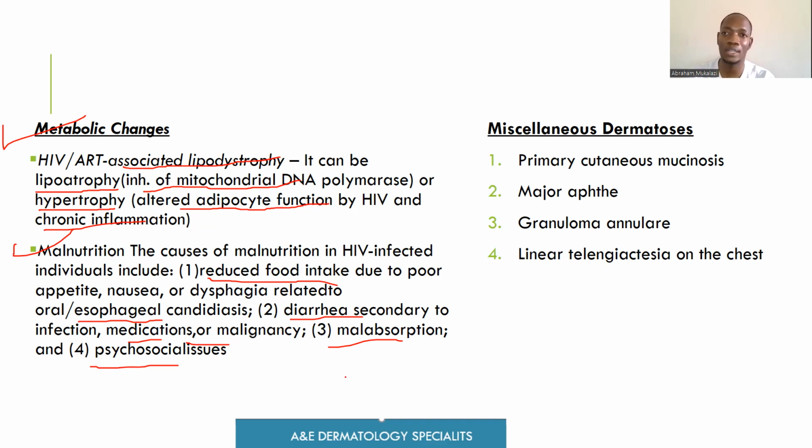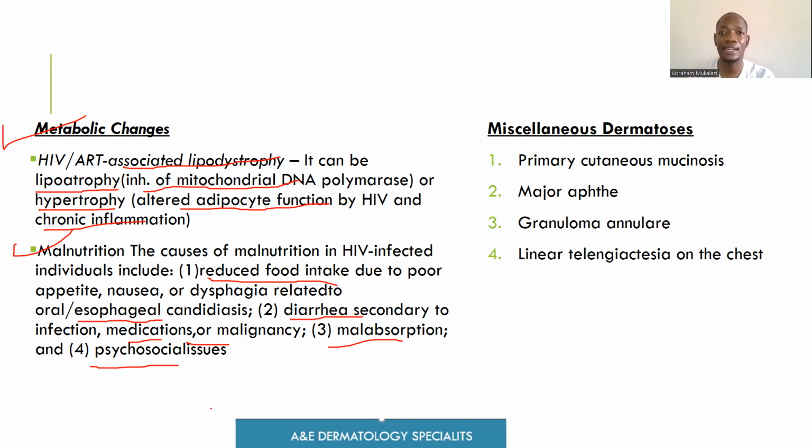So they can present with zinc deficiency dermatosis, like sloughing of skin and the rest. They can present with niacin deficiency disorders like pellagra. They can present with micronutrient deficiency disorders like thinning of hairs and the rest. And all these are very, very key when you are managing people with HIV.